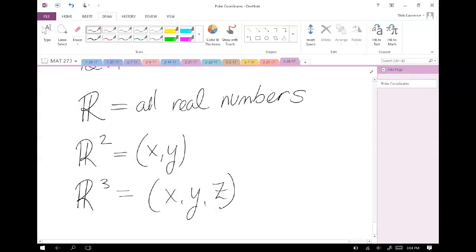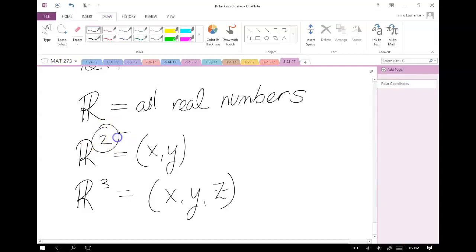So that superscript on the R tells us how many axes we're dealing with, how many variables we're dealing with, what dimension, right? This book likes to use this symbol a lot. Our last book didn't use this terminology at all, but this book likes to use it. So this number includes the independent variables and the dependent variables.